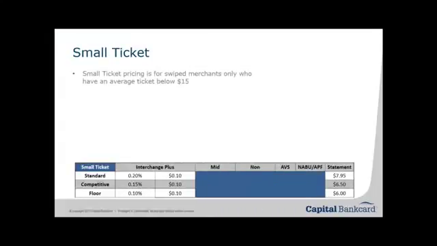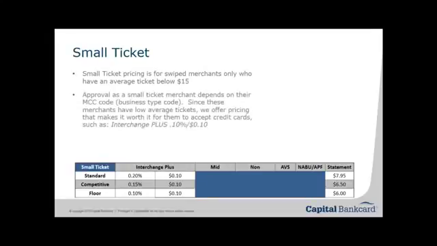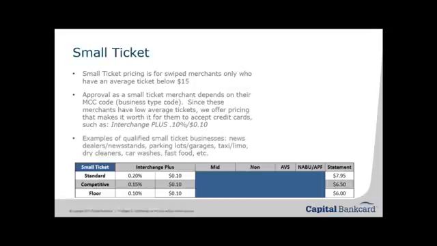Now let's talk about small ticket pricing. Small ticket pricing is for swiped merchants who have an average ticket below $15. Approval as a small ticket merchant depends on their MCC code, business type code. Since these merchants have a low average ticket, we offer pricing that makes it worth it for them to accept credit cards, such as Interchange Plus 10 and 10.